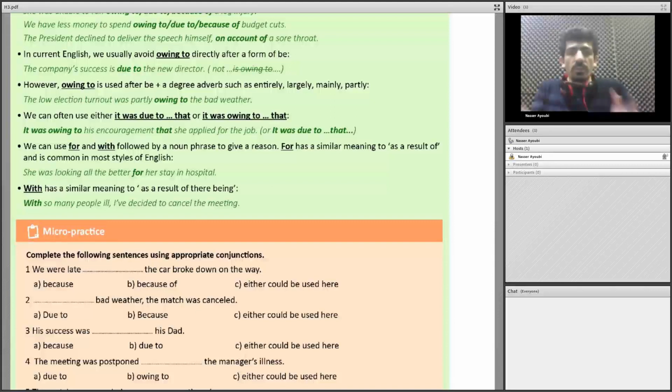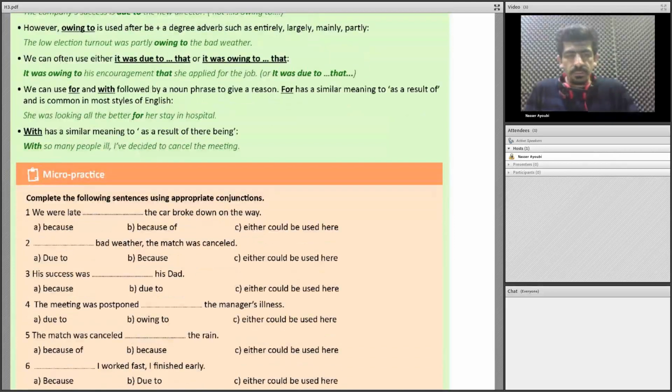We can also use partly, those adverbs of degree, here. It was partly owing to the rising cost of fuel that more people are using public transport. We can also say it was owing to the rising cost of fuel that more people are using public transport.